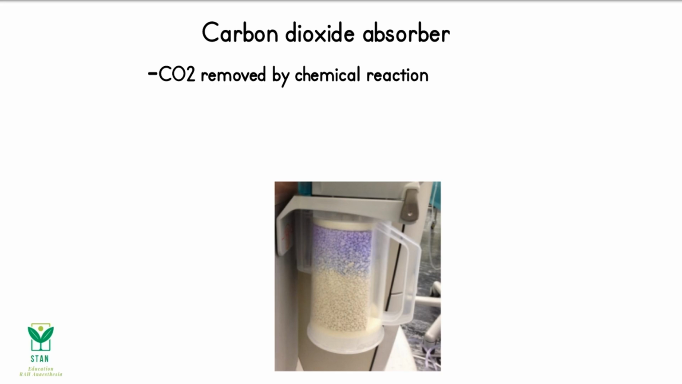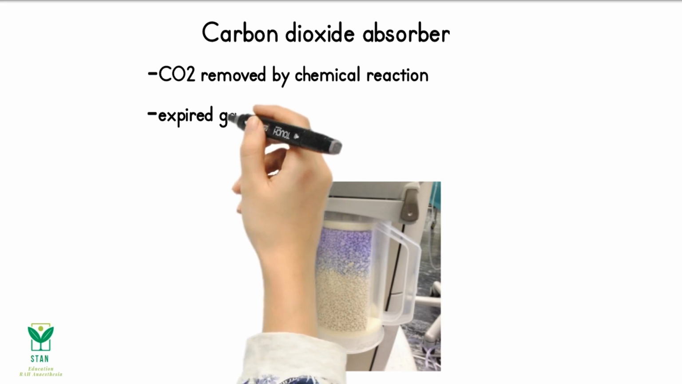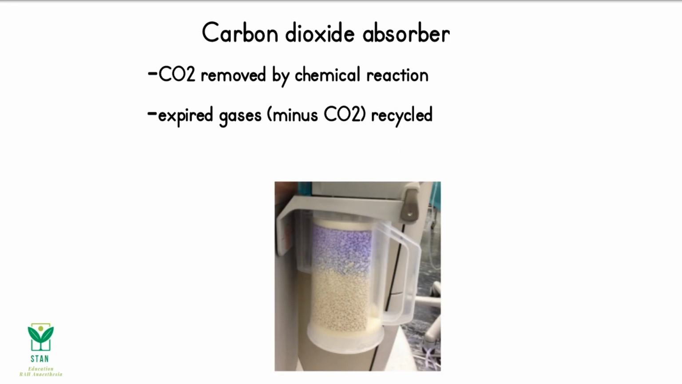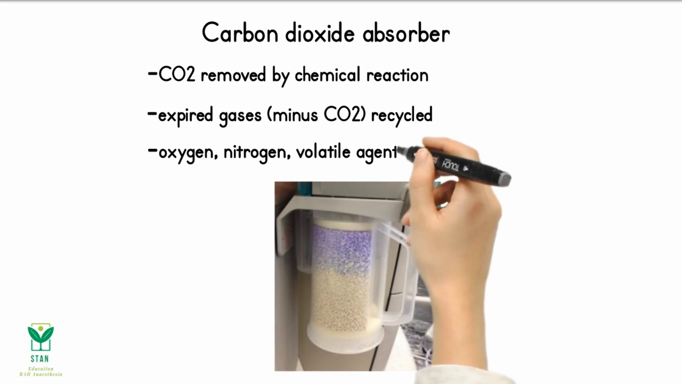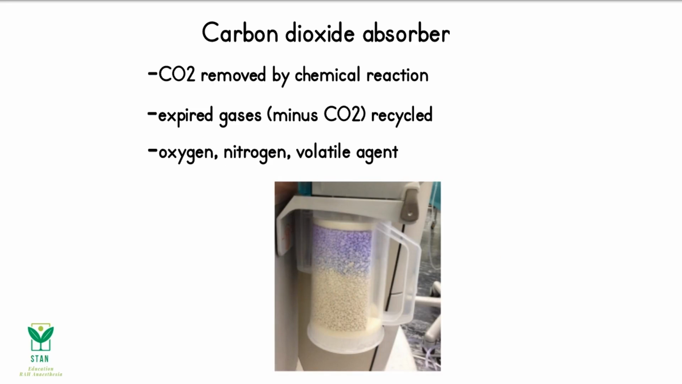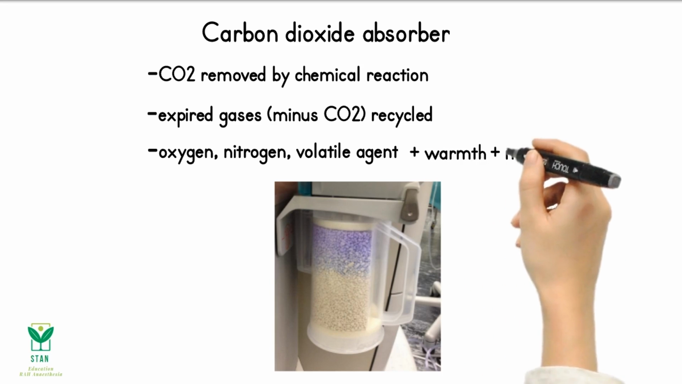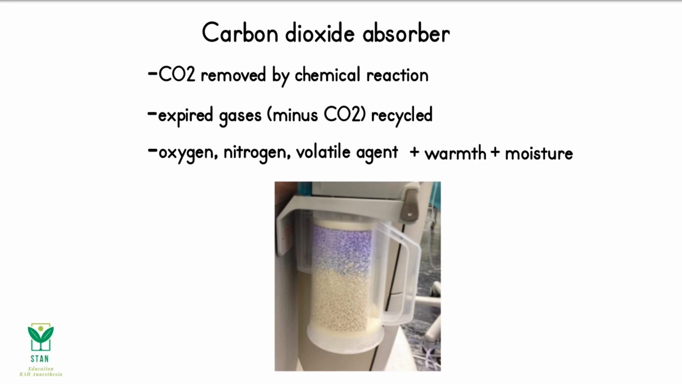Once the carbon dioxide is removed, the expired gases minus the CO2 are recycled into the inspiratory limb. So the recycled gases are oxygen, nitrogen, volatile agent, nitrous if it's being used, and also warmth and moisture. The recycling of warmth and moisture prevents desiccation of the respiratory tract and adverse effects on mucociliary function.